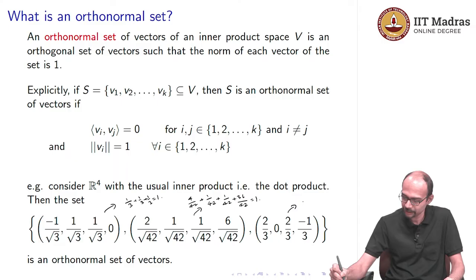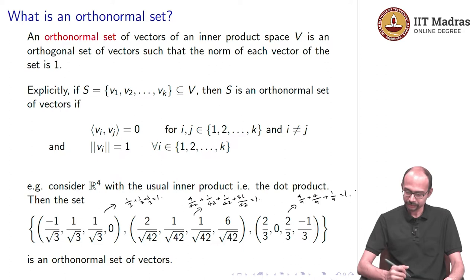And similarly over here, the norm is given by (2/3) squared + (2/3) squared + (-1/3) squared. That's 4/9 + 4/9 + 1/9, which is 1. So all these have norm 1, and you can check that the inner product is 0 if you take two different vectors. Since all of them have the same denominator, you can ignore the denominator and take the inner product, and you can see clearly that the inner product is indeed 0.